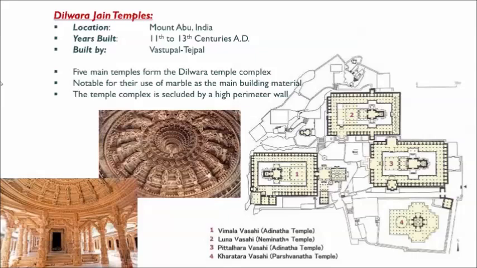This was built between the 11th and 13th centuries AD, and if you look at the plan of these temples, they're not all exactly the same size. They're similar, but again, because they have all of these repeating elements and the rhythm that occurs with them, you can tell that they're related. And this is located at Mount Abu, India.